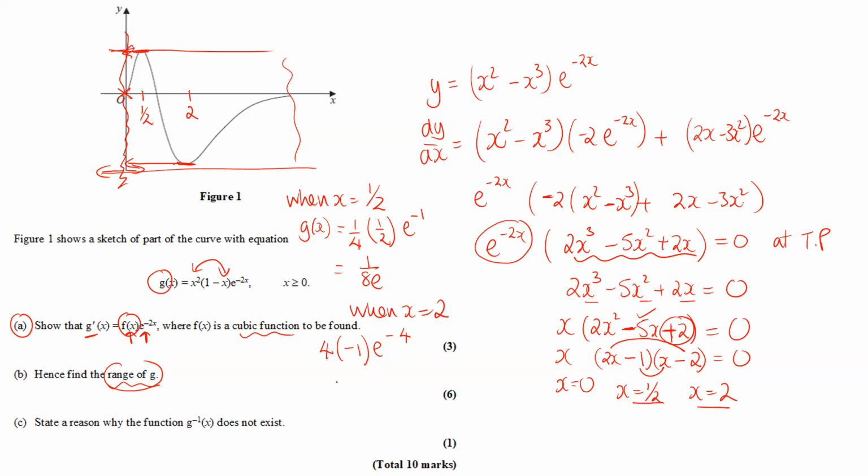So that is going to be minus 4 over e to the 4. So our g of x has got a range of minus 4 over e to the 4, because that's the bottom one when x was 2, less than or equal to g of x less than or equal to, what was the higher one? It was 1 over 8 to the e.